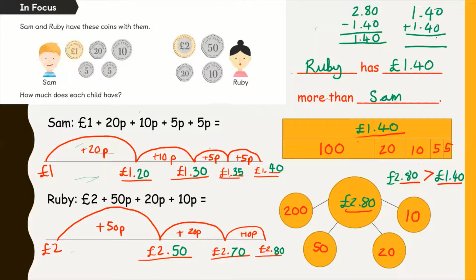Let's check. 0 add 0 is 0. 4 add 4 is, well done, it's 8. 1 add 1 is 2. So we know from this, now I've not got lots of space to write this, so I'm going to squeeze it in here. Ruby has twice as much as Sam. How very interesting. Well done. If you already spotted that, well done, everybody.